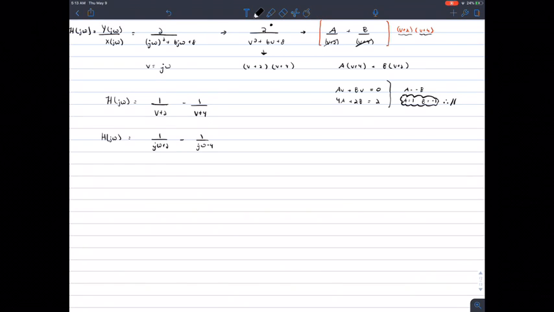Okay, and then you look at your sheet. Easy money here. So we know from the sheet that e to the negative at times u sub t comes from 1 over a plus j omega. Okay, so this is going to be your a for this one. A1 is going to be 2, a2 is going to be 4.